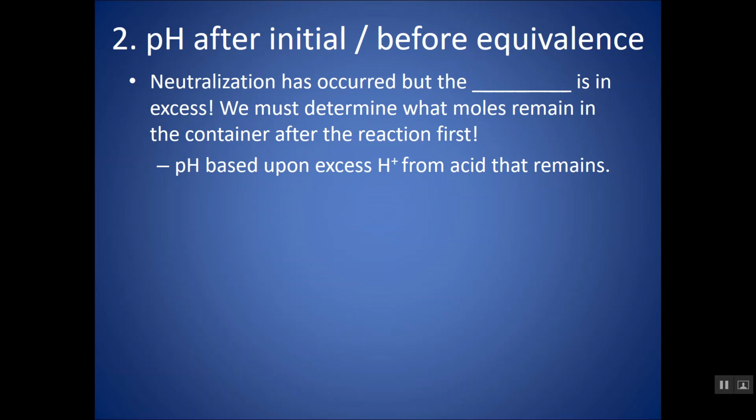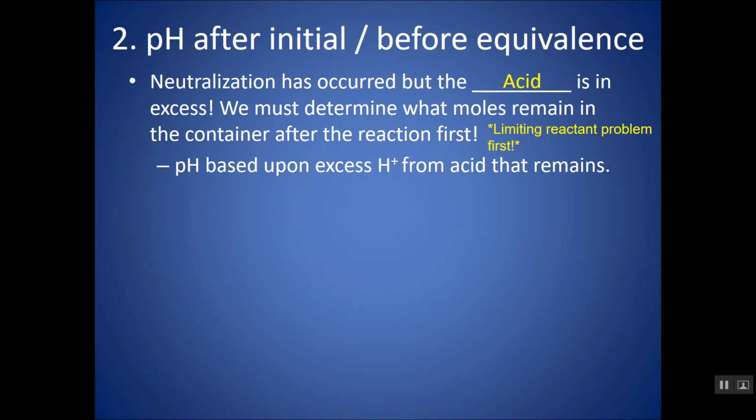Neutralization occurred, but the reactants are not completely using each other up. One of those reactants is going to be in excess. It's the acid that's in excess, and that's why, if you look at the titration curve, it still has a lower pH at that point. We've got to figure out what remains in the container.